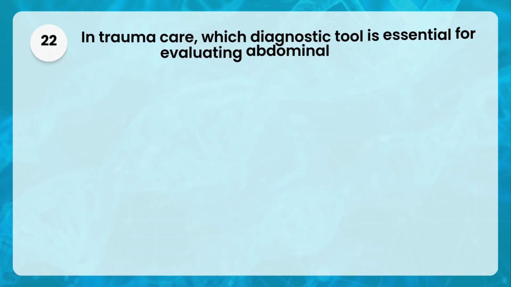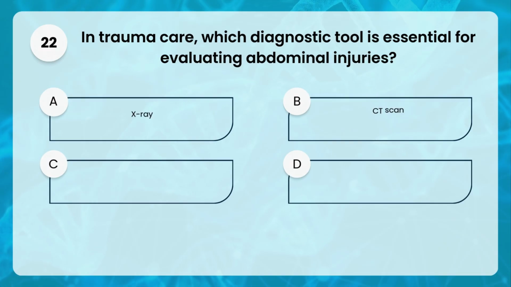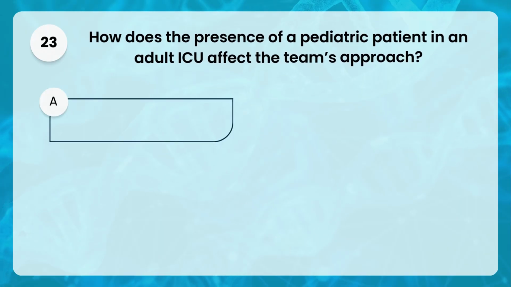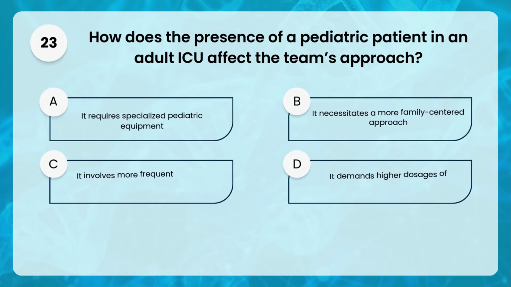22. In trauma care, which diagnostic tool is essential for evaluating abdominal injuries? A. X-ray. B. CT scan. C. MRI. D. Ultrasound. The answer is B. CT scan.